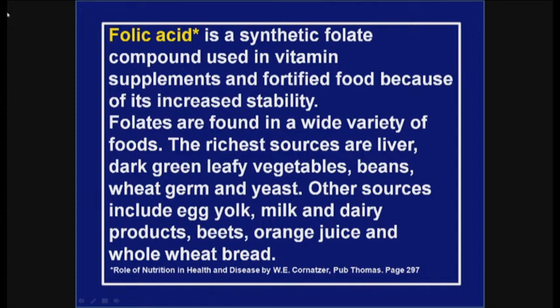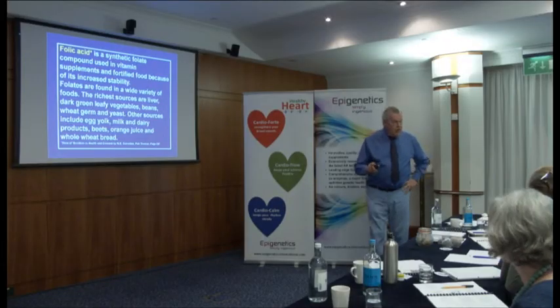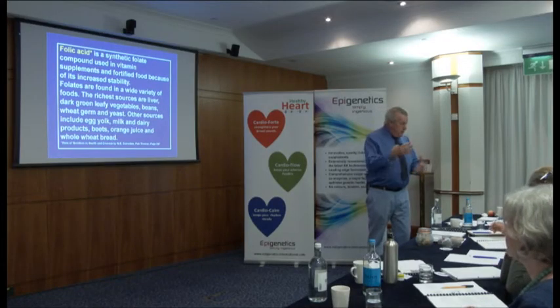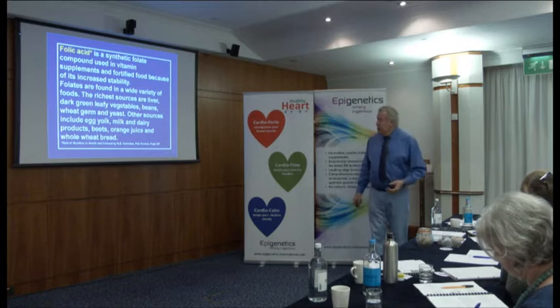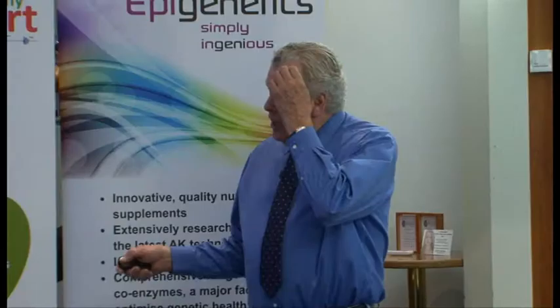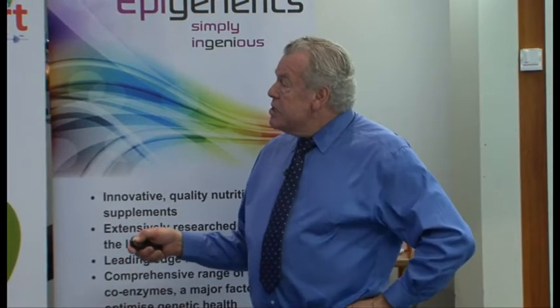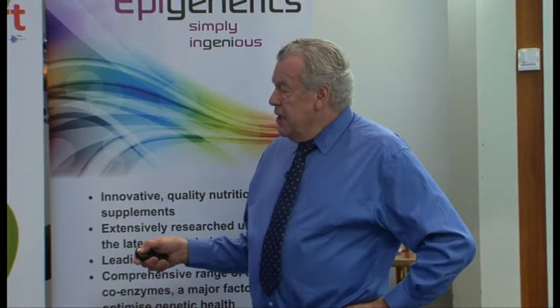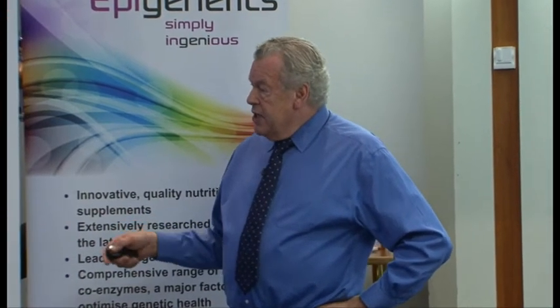Richer sources are liver, and the key here is dark green leafy vegetables. The word folate comes from the word foliage, so anything with a dark green is a good source of folate. Beans, wheat germ, yeast. Muscle testing tends to indicate that cabbage is the best. Cabbage seems to be one of the best sources of folate.